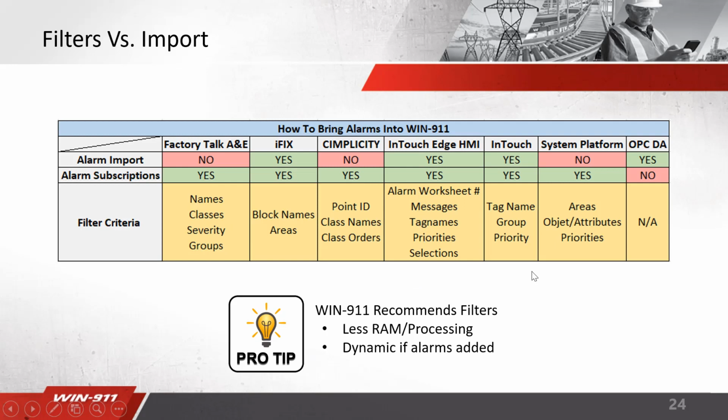Our recommendation for WIN-911, another pro tip, is to use your alarm filters or subscriptions rather than using alarm import, even though they are supported. For example, on iFix, you can do either one. We still recommend to use the subscriptions. This is because it's less taxing on the RAM, and it's dynamic if you want to bring in additional alarms. I'll be showing you that on the next slide here.